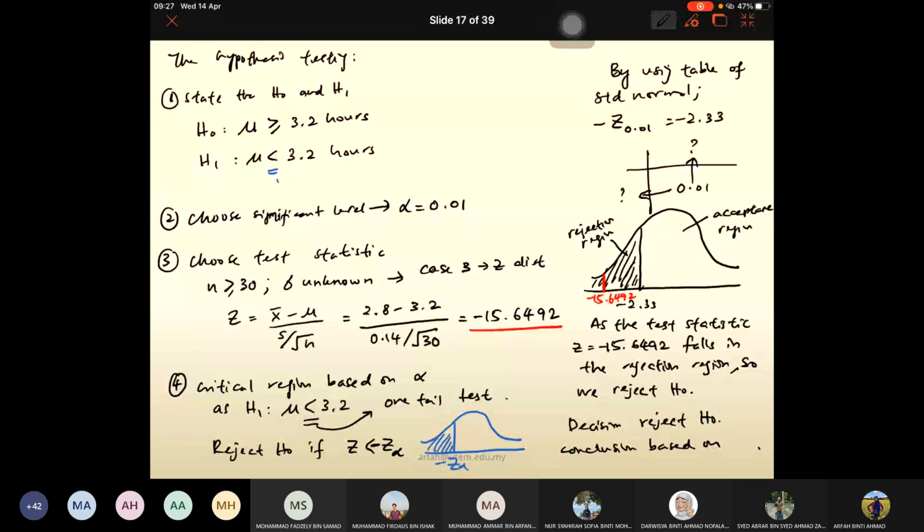Conclusion based on what? Conclusion will be based on H1. Sebab awak ada dua pilihan, H null atau H1. Awak buat test and then dapat keputusan reject H null. Meaning that yang awak terima adalah H1. So conclusion awak will be based on H1.